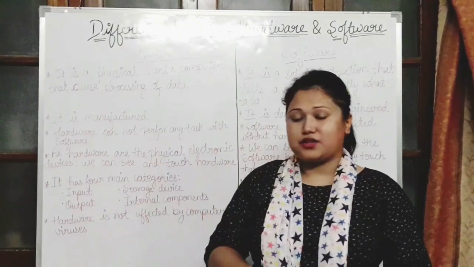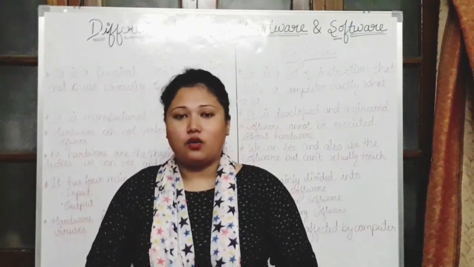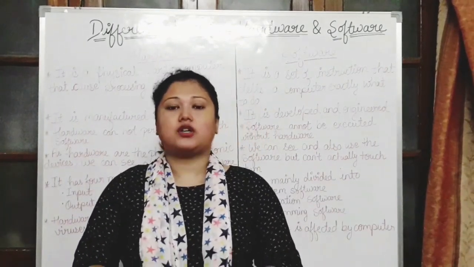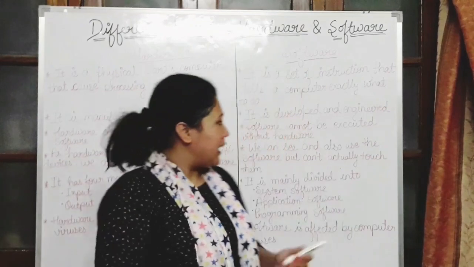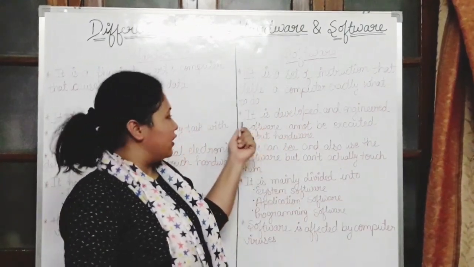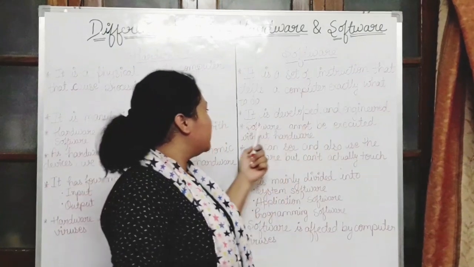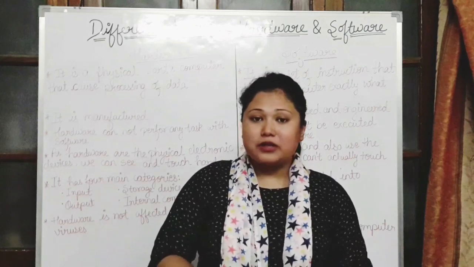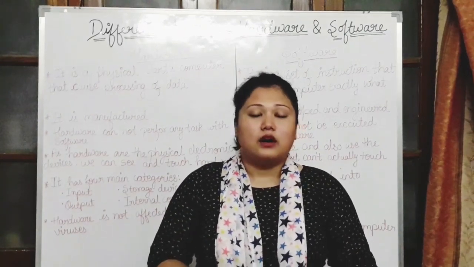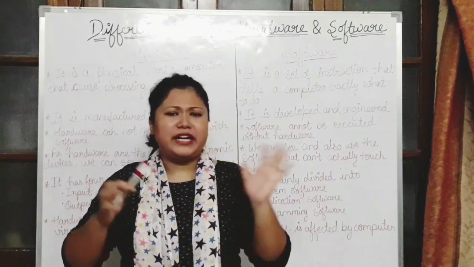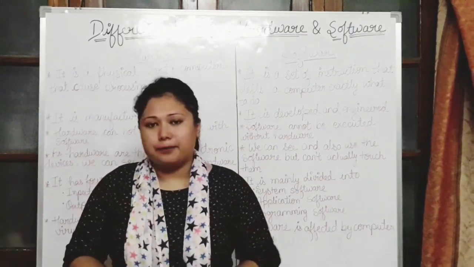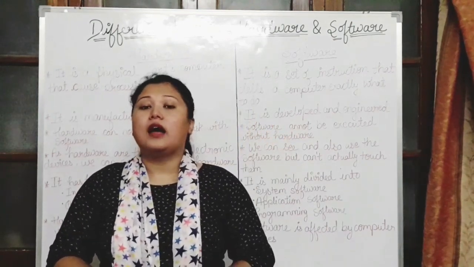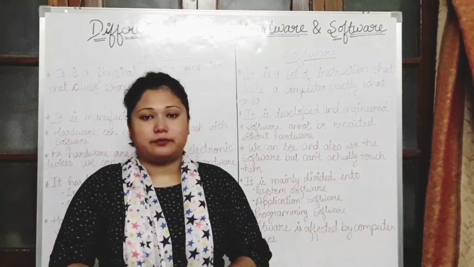Now the second point is that hardware is manufactured. What does it mean? Hardware is made in big factories and companies. It is manufactured by humans. Whereas software is developed and engineered. That means software is developed by human beings. For making software we don't need a large factory or a large company. We need a person who has knowledge of coding.